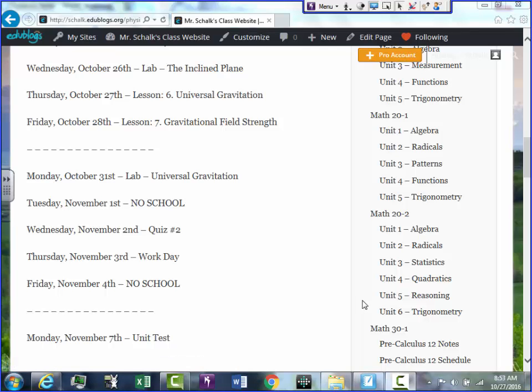Okay, so these last 2 days of notes really focus on one specific force. They focus on the force of gravity. You can see the topic of today's notes is universal gravitation, and tomorrow we're going to talk about gravitational field strength.